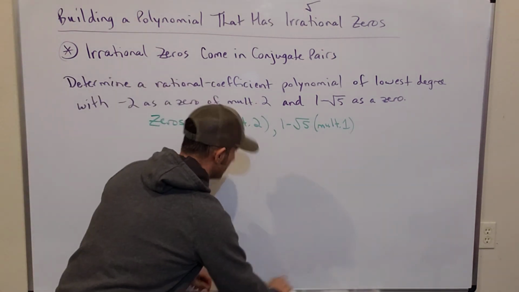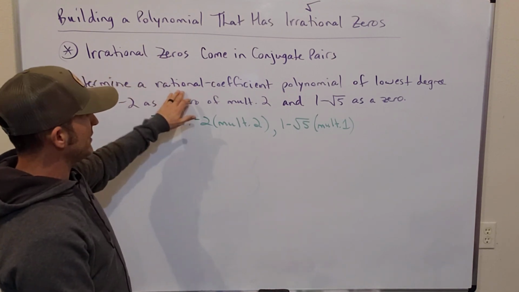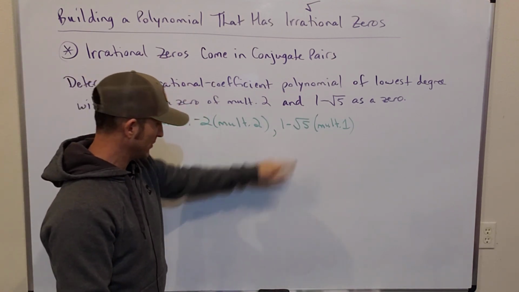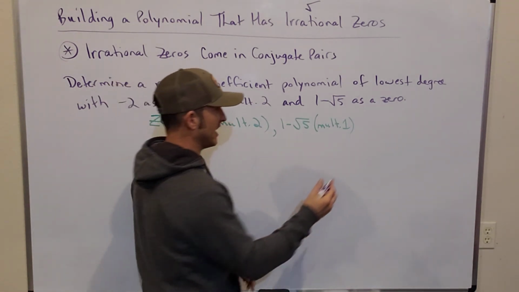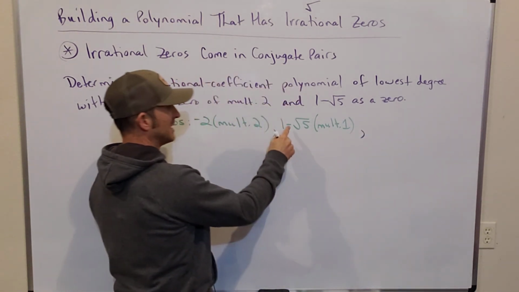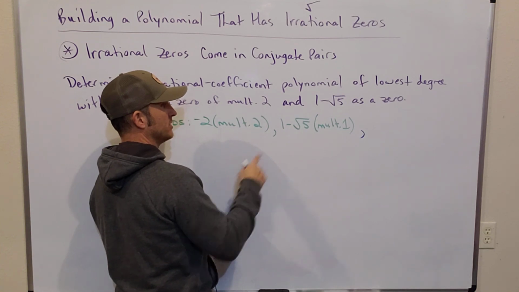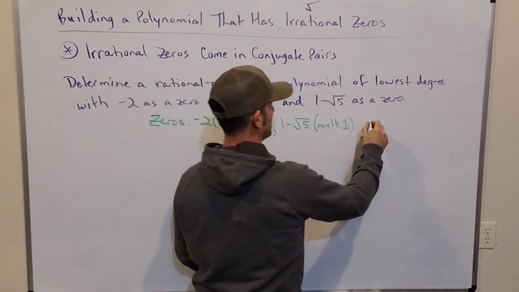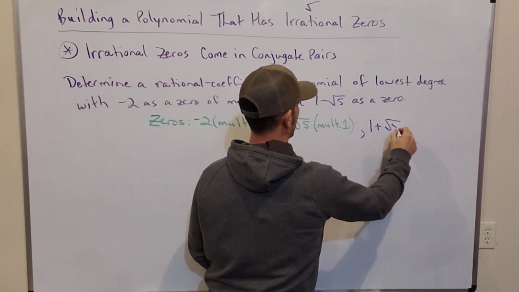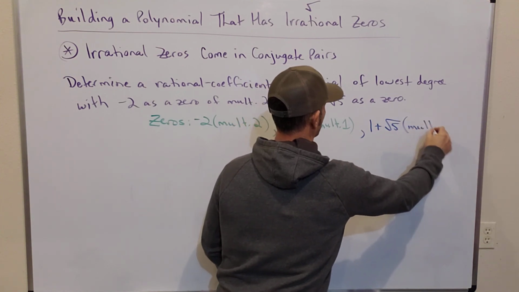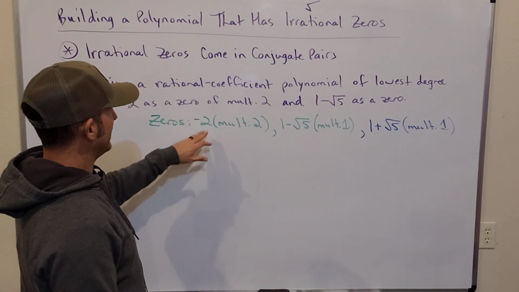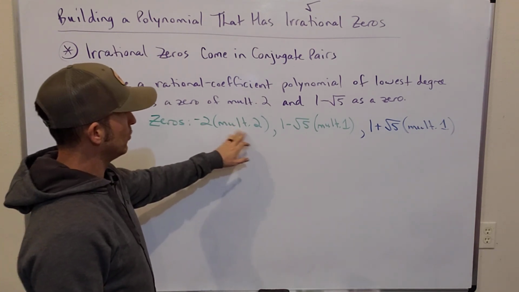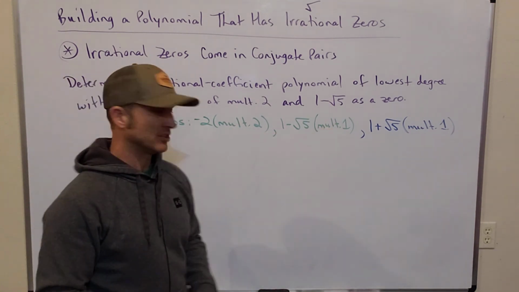And then, because we need rational coefficients, and I've got an irrational 0, I need to build in the conjugate of this guy. And you can see I've got a negative in front of my square root. So the conjugate of this guy is going to be 1 plus the square root of 5. And we'll also assume multiplicity 1. Okay? So I've got negative 2 multiplicity 2, 1 minus the square root of 5, and 1 plus the square root of 5.